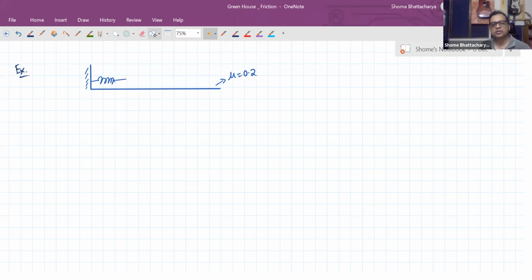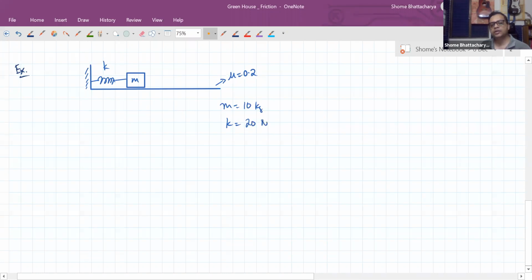Okay, so there is a spring like this, block like this. Okay, so given mass of the block is 10 kilograms and the spring constant is 20 newtons per centimeter. Okay, now initially the spring is relaxed, that is extension is 0 and the block is at rest.